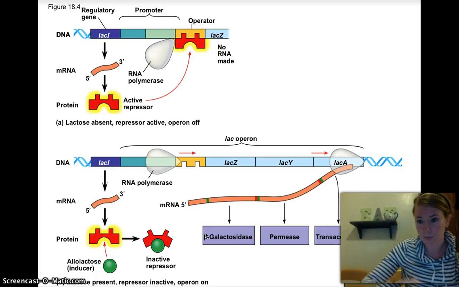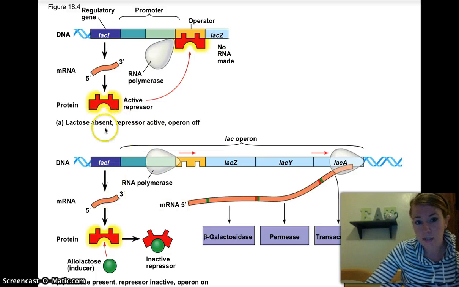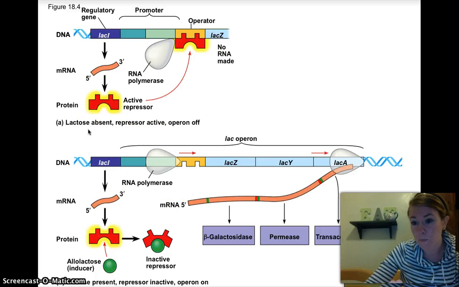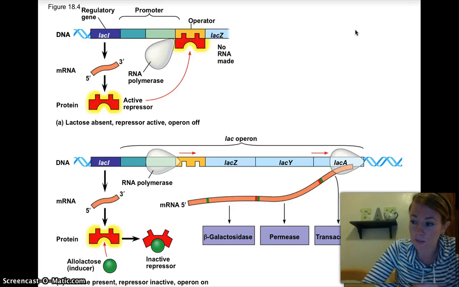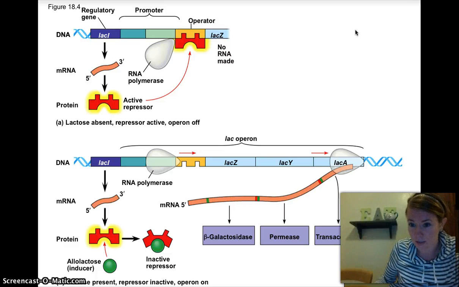So, recap. No lactose, the repressor is active. It is bound to the operator and repressing the operon. The gene product is not being made. RNA polymerase cannot bind to the promoter. We are not transcribing these genes. They are not being turned into protein because there's no lactose present, so we don't need the genes. We don't need the protein to break down lactose.